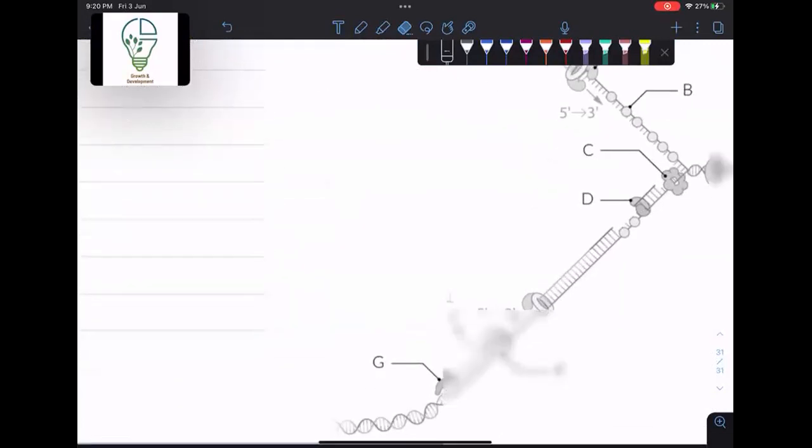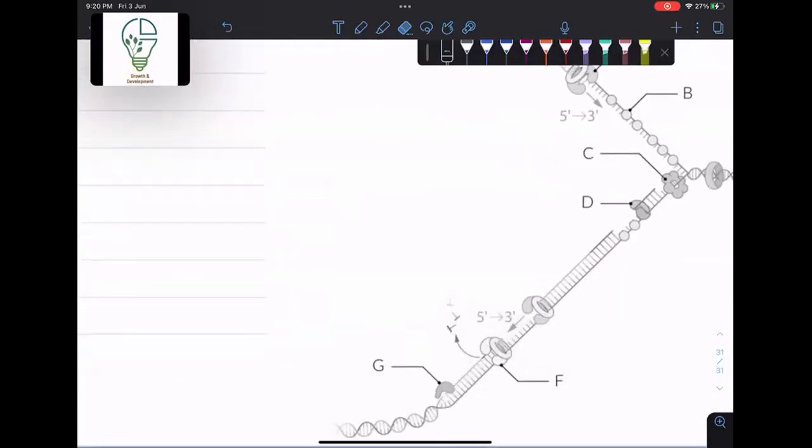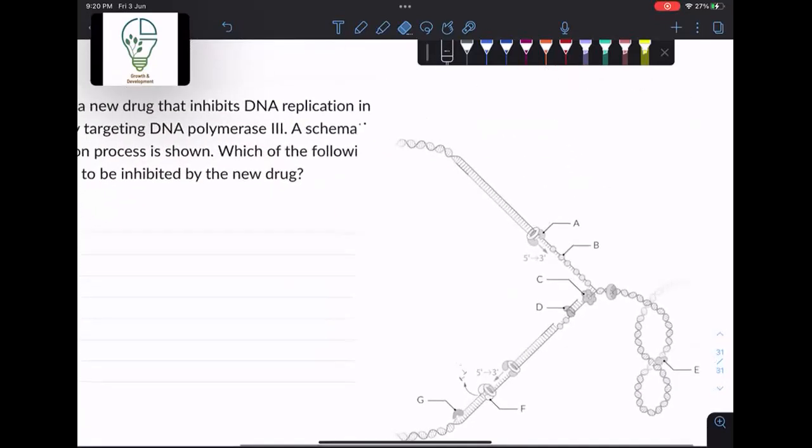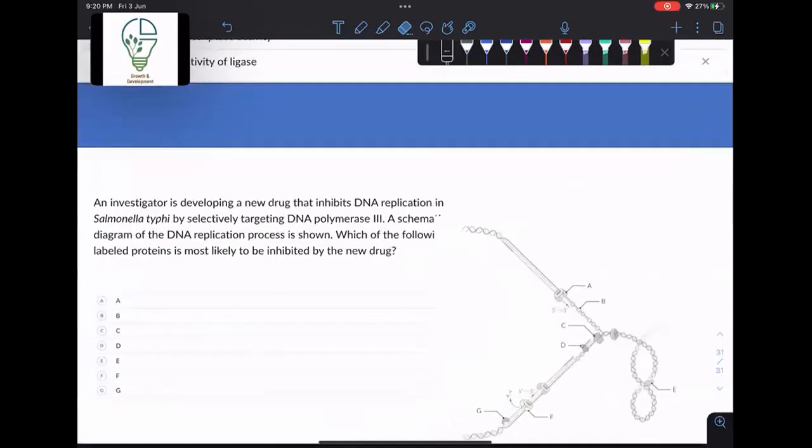F is not this, because if you focus on it closely, this is actually ligase. This is removing the RNA primers and Okazaki fragments, and it's kind of like gluing everything together. So the answer is A, because that's the one that basically builds and synthesizes the DNA molecule.